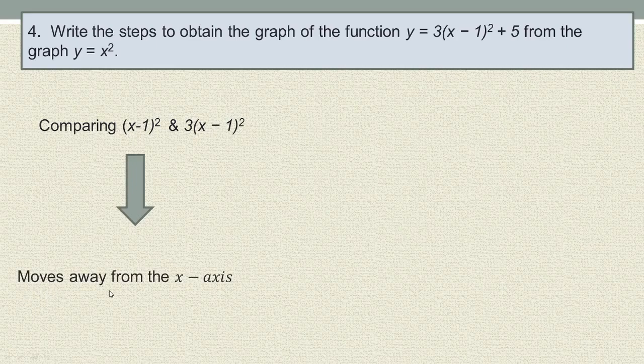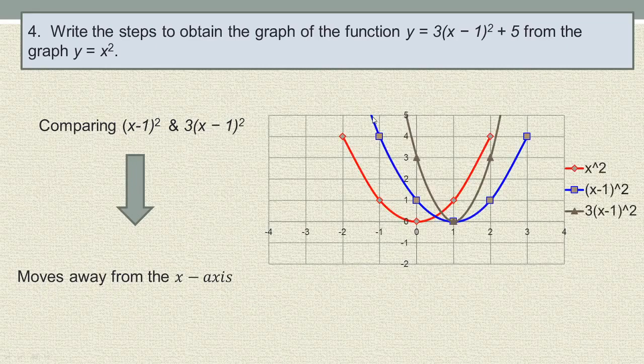Therefore, it moves away from the x-axis. Since it is greater than 1, therefore it moves away from the x-axis. So now you are comparing this blue line, which is x minus 1 the whole square. Away from the x-axis means what? It will compress. So compress the blue graph, and you will get the graph like this, away from the x-axis.